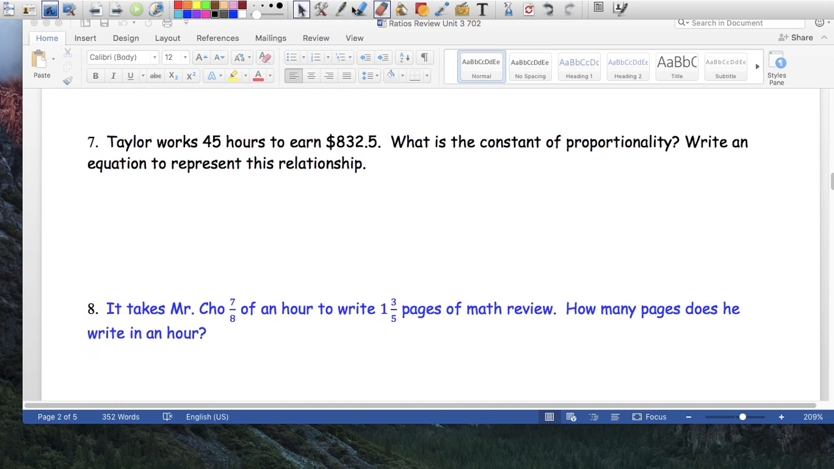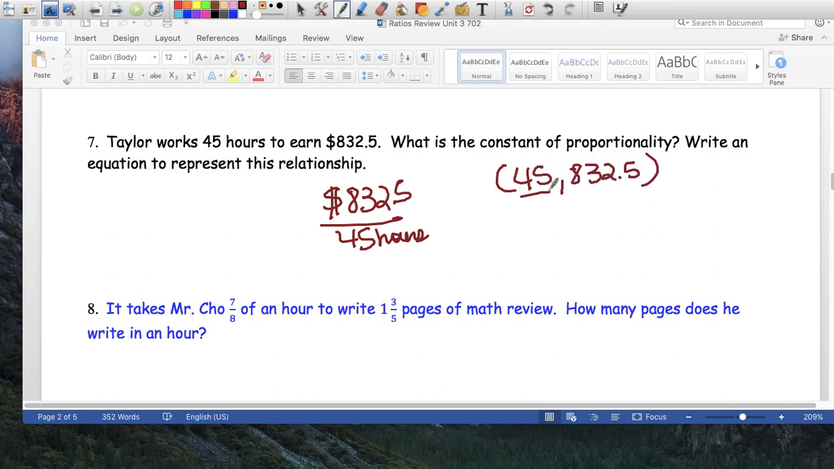Taylor works 45 hours to earn $832.5. What is the constant of proportionality? Write an equation. Well, assuming it's proportional, she makes the same every hour. We can write it like this: 45 hours and 832.5. This would be your x, and this would be your y. So imagine if you had a graph, your hours would be here, your dollars would be here. So 45 hours, and this is 832.5. So there's a point on the graph, right?